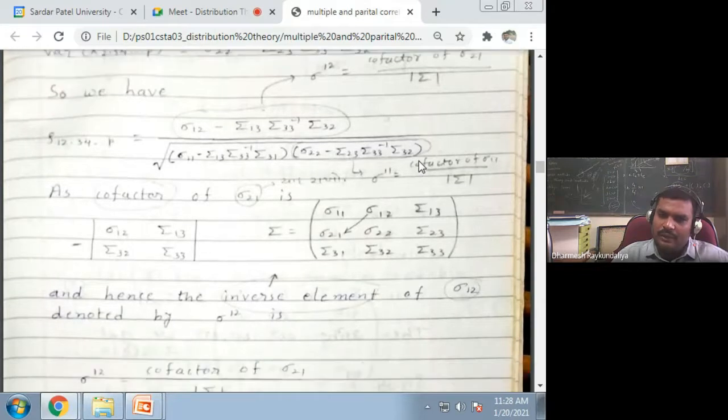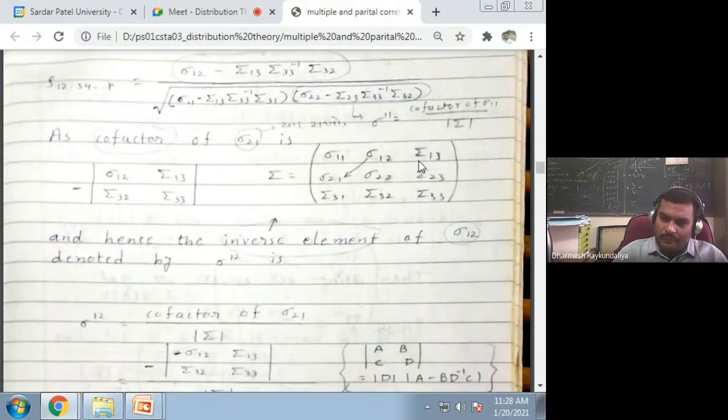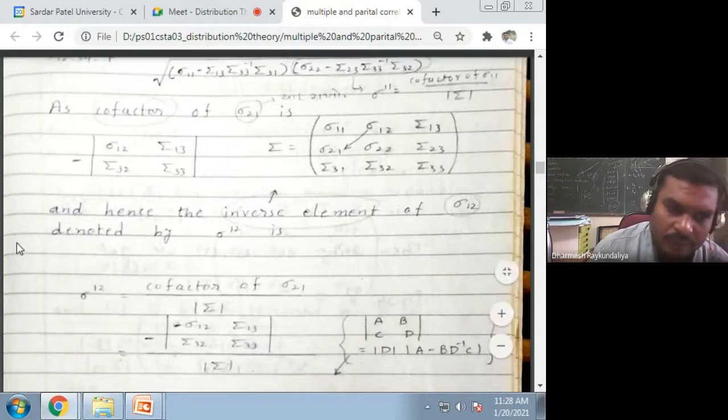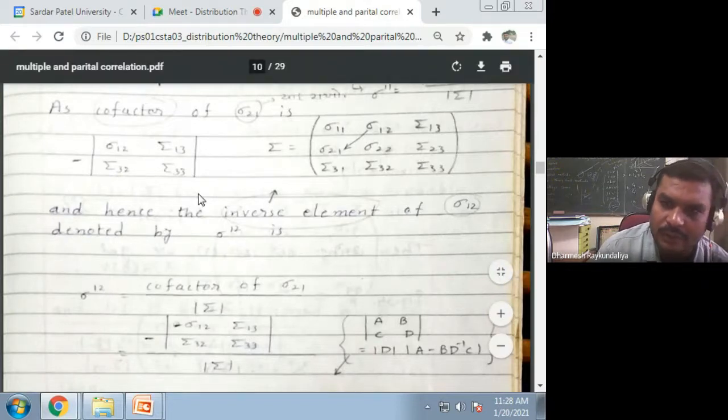Because sigma 1 2 and sigma 2 1 both are symmetric, you can write that sigma 1 2 is nothing but the inverse of this element. How will you obtain it? By the cofactor of sigma 2 1 divided by the determinant of sigma. So what is the cofactor of sigma 2 1? This minus sign is not there, the minus sign is just outside. So how will you find out the things?